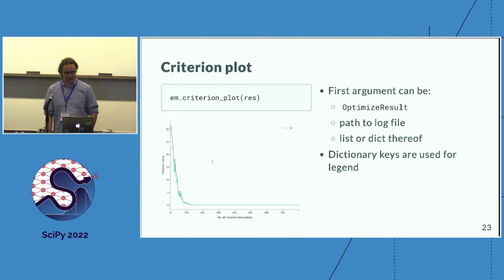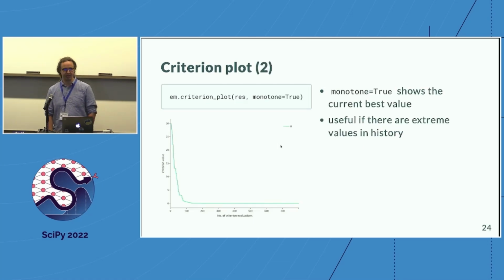You can also do criterion plots. This is also what would be shown in the dashboard, but you can do it in notebooks as well. To the criterion plot, you could pass an optimized result, a log file, or a dictionary thereof. And if it's a dictionary, then we use this for the legend entries.